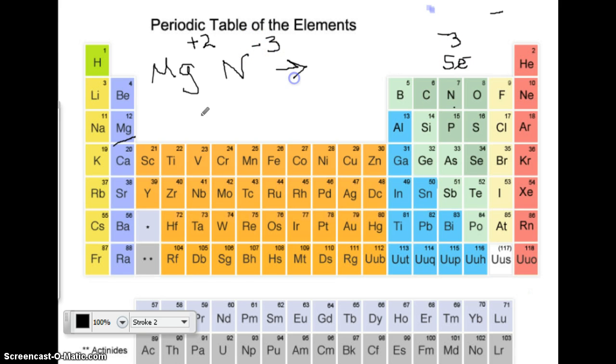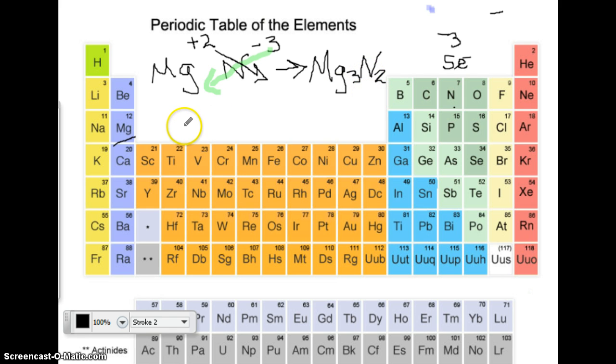Okay, and then we put it together. Now we do what looks like cross multiplying. And we say, all right, let's take that 3 and let's put it down here. And so after I do that, I have Mg3. So I have 3 atoms of magnesium. And I take this 2, I write it down there. I have 2 atoms of nitrogen. So it takes 3 atoms of magnesium to make every 2 atoms of nitrogen happy. And my formula is Mg3N2.